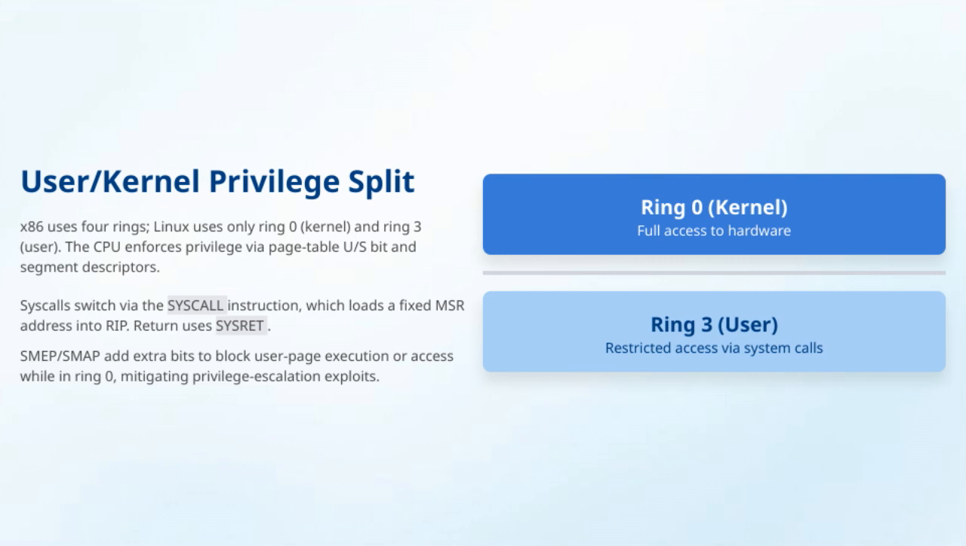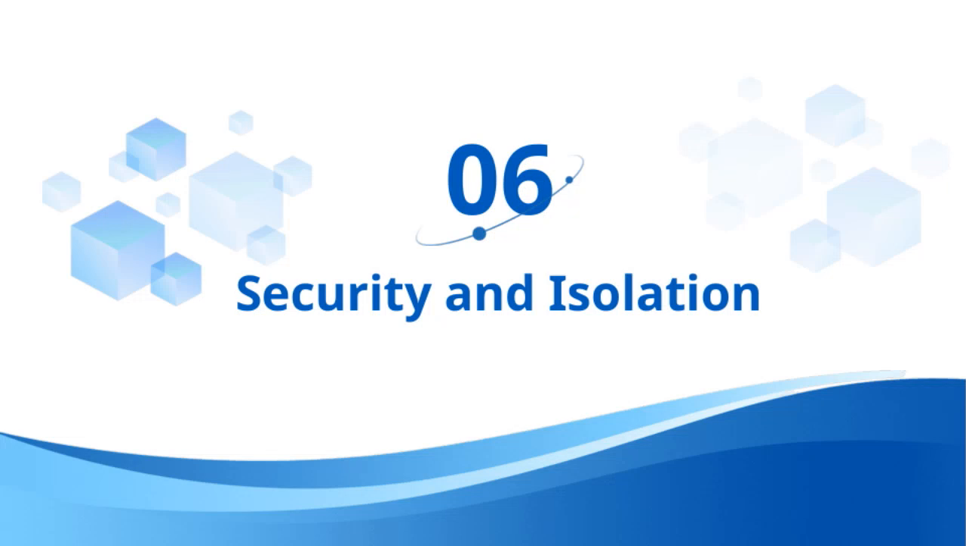It ensures that user applications are isolated from the core system, preventing accidental or malicious interference. This structure underpins the overall security and stability of modern computing systems. Now let's talk about security and isolation. These are critical concepts in ensuring that our systems remain safe and functional.